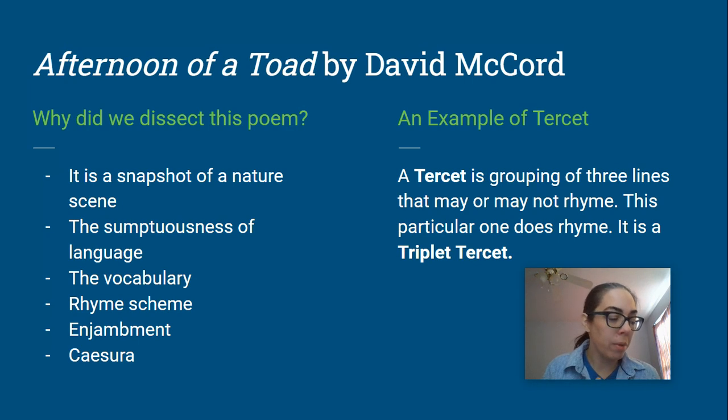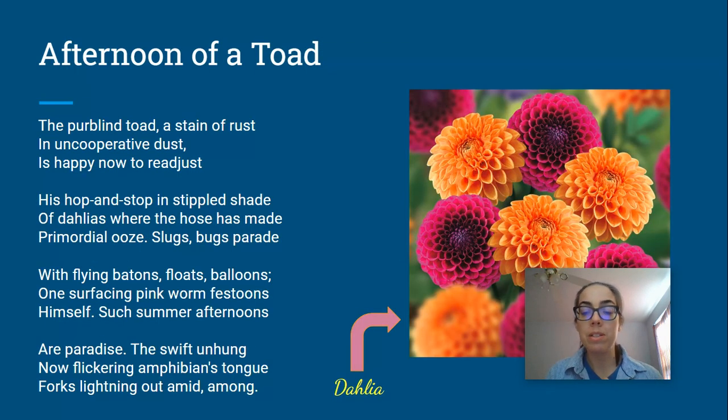So we love this because he uses a lot of enjambment in this poem, which means he cuts off the sentence at the end of the line, thereby emphasizing certain words within the poem. And he also uses caesuras, which is basically some punctuation in the line itself that causes a pause or a full stop. And so that is another reason that we dissected this poem, because it is deceptively simple. So here we have some dahlias because we talk about dahlias.